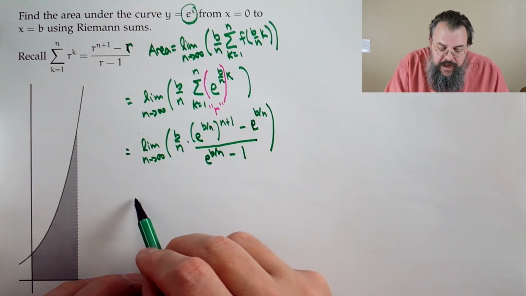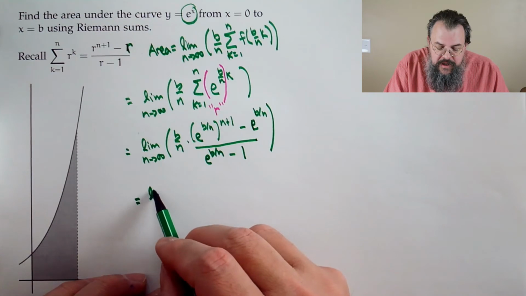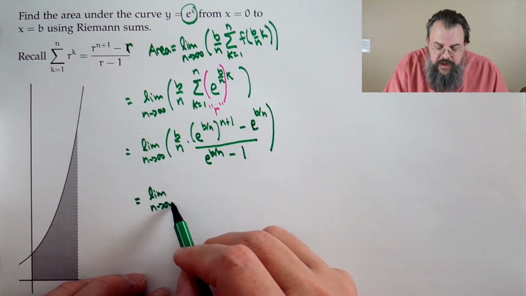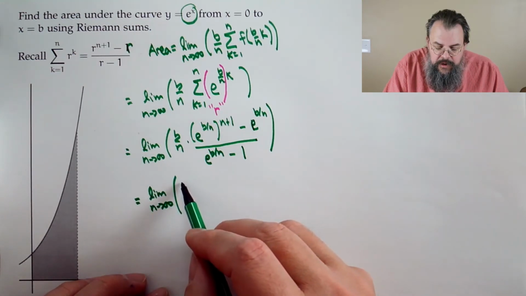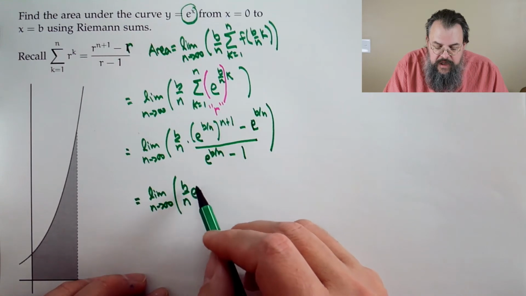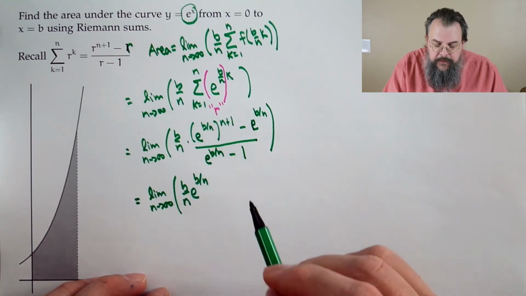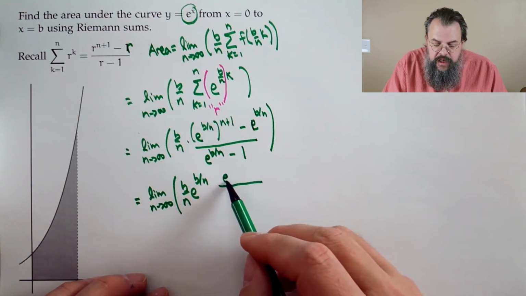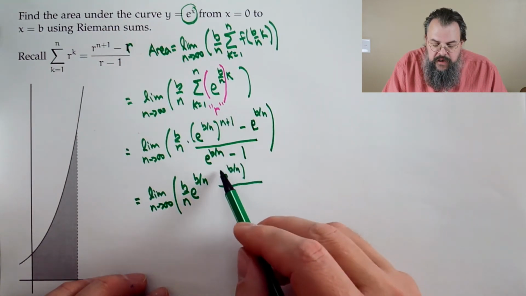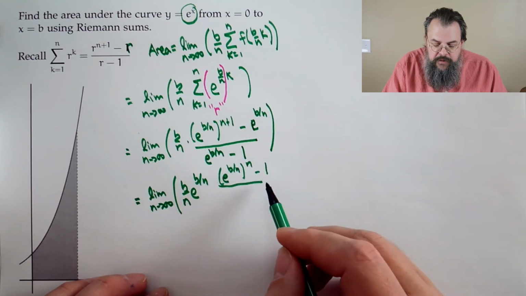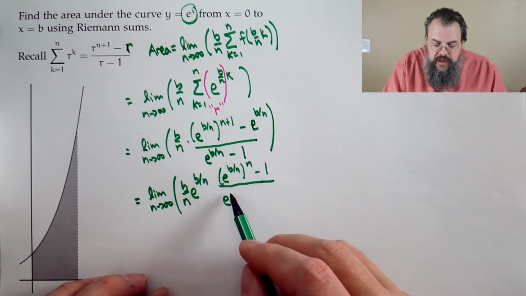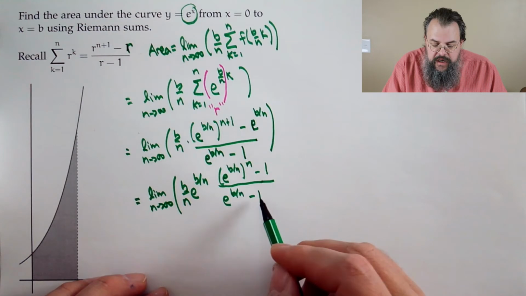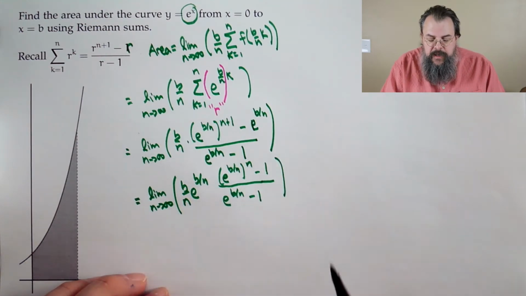So if we do that, we're going to get the limit as n goes to infinity of b over n, e to the b over n. So I'm pulling out one of these. And then we're going to be left with e to the b over n to the n minus 1. And downstairs, e to the b over n minus 1.